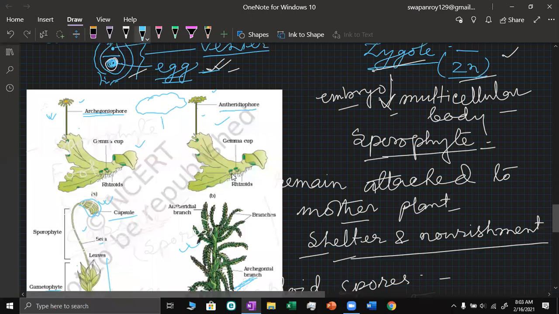In some cases, on the vegetative plant of the thallus, we get a cup-like structure. This green structure you can see, a cup-like structure, is called the gemma cup, in which gemmae are produced and they can give rise to a new gametophytic plant thallus.